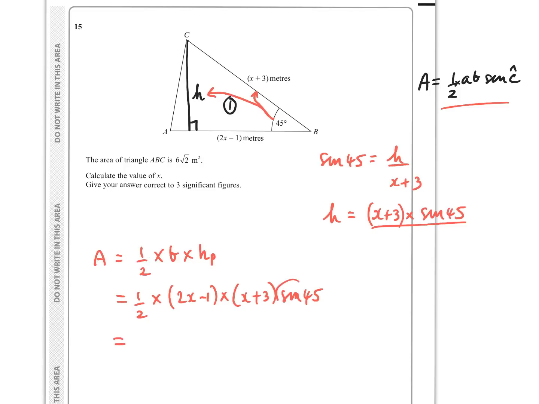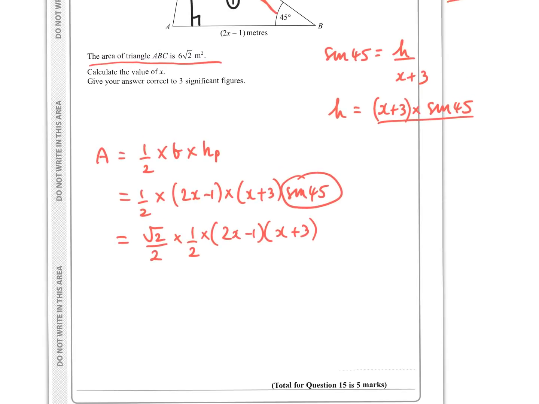Now, sine 45 is root 2 over 2. You're supposed to know those. And let's just get this in here. We can make it a little bit more concise in a minute. It says the area of the triangle is 6 root 2 meters squared. So let's have a look. I don't think this is going to take too much work. So we know that 6 root 2 is equal to root 2 over 4, lots of 2x minus 1, lots of x plus 3. Let's see if anything cancels.